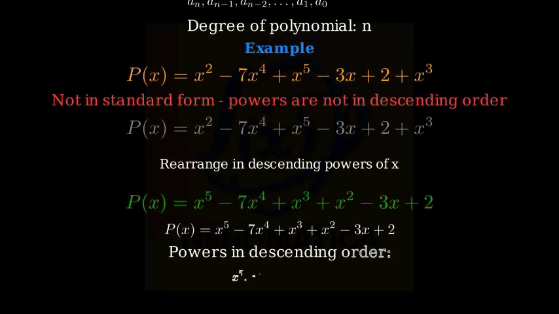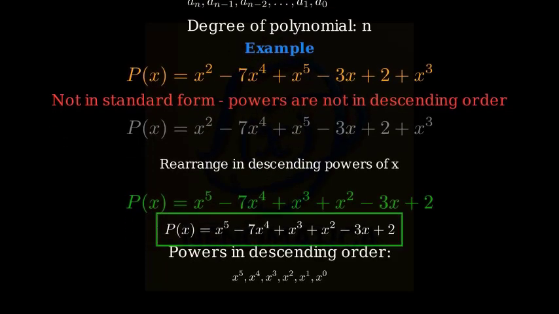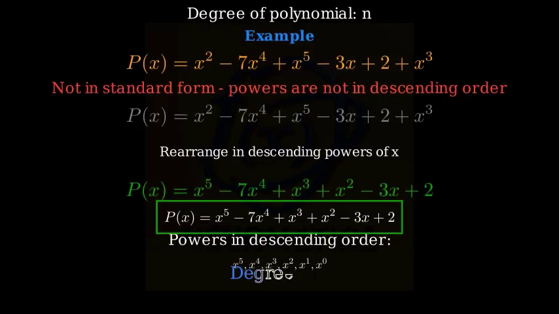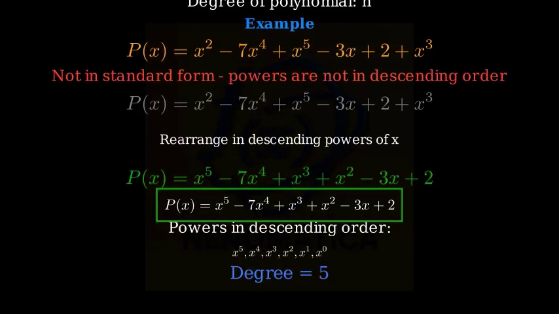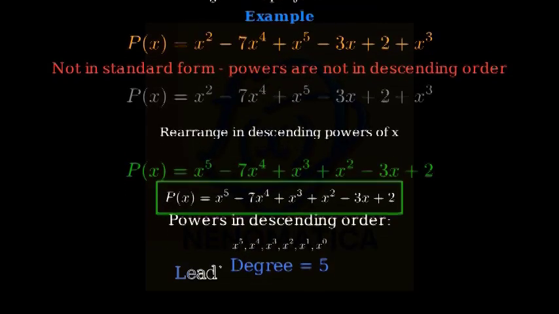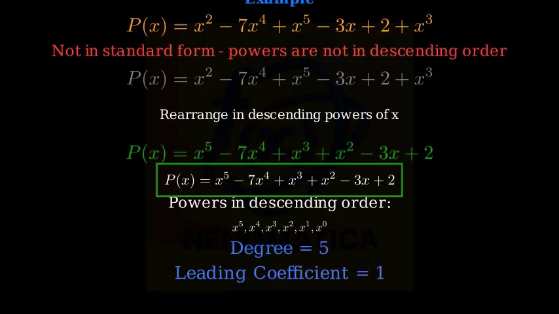The powers of x are now in descending order: 5, 4, 3, 2, 1, and 0. This makes the polynomial easier to analyze and work with. From this standard form, we can easily identify important properties of the polynomial. The degree of this polynomial is 5, which is the highest power of x. The leading coefficient is 1, which is the coefficient of x to the 5th power.